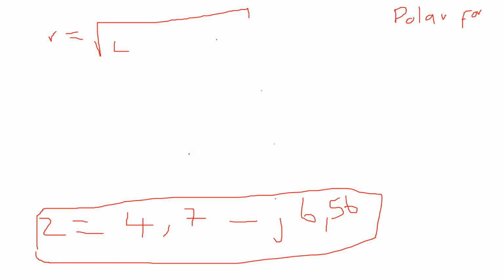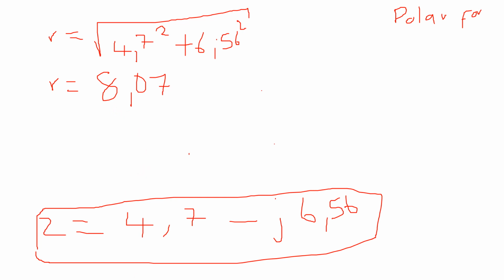So it's going to be the square root of 4.7 squared plus 6.56 squared. Okay, and then now we'll get our resultant. Just put it in a calculator: 4.7 squared plus 6.56 squared, square root. So the resultant will be 8.07. Okay, so after we find the resultant, remember polar form has a resultant with an angle. So we must use what?